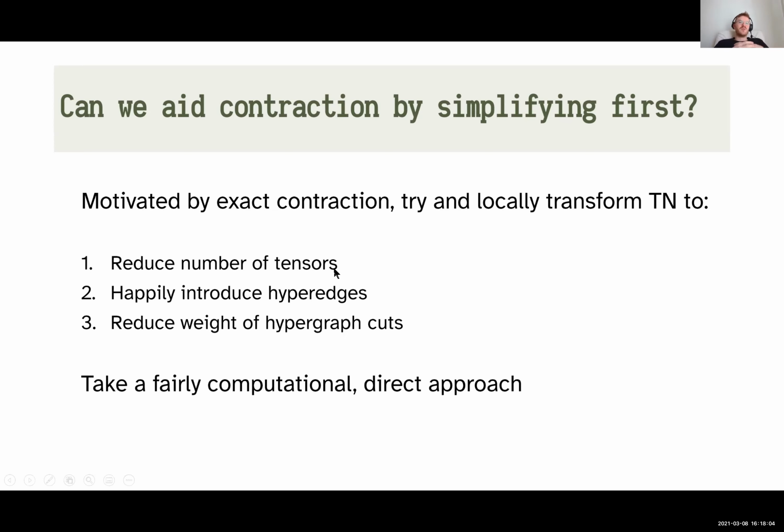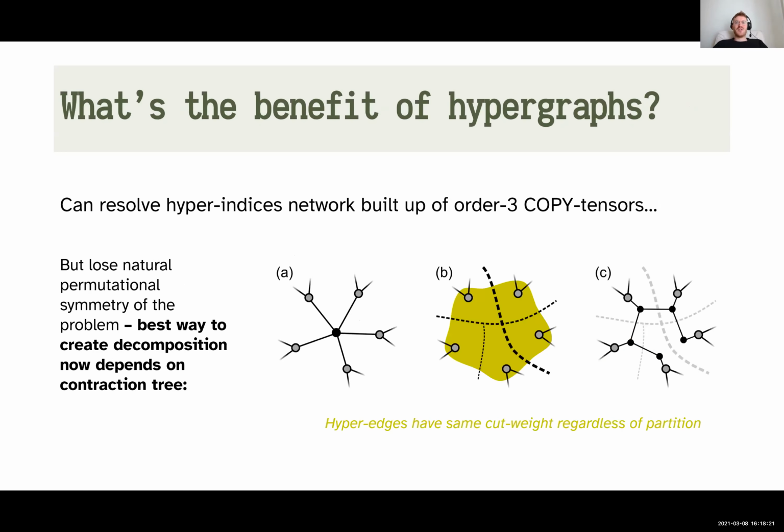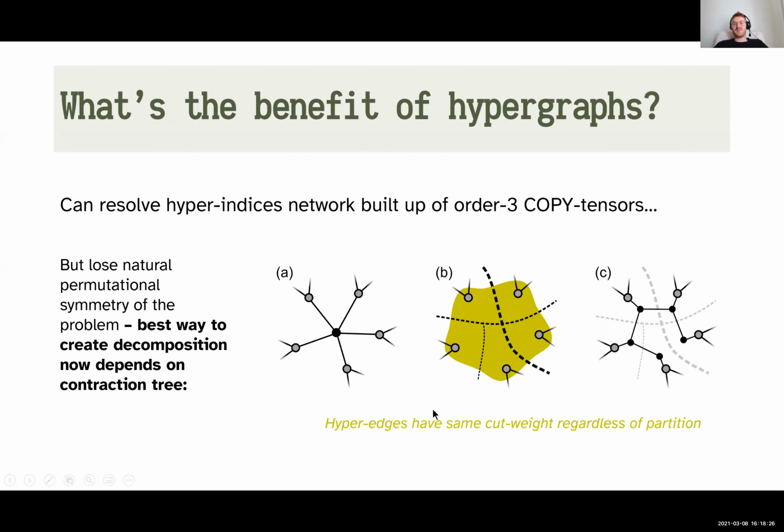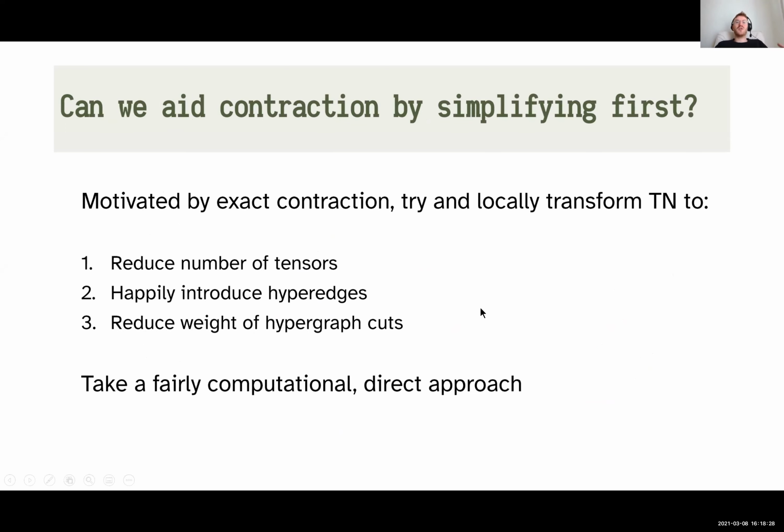So we would like to reduce the number of tensors. We're very happy to introduce hyperedges because we can handle those well. We know they're pretty efficient. And our overall aim is to reduce the weight of these hypergraph cuts. It's slightly ill-defined because we don't know what the full cost is until we have the entire tree, but we know roughly that there are many operations that can only reduce the weight of a hypergraph partition. And so these are useful things to do.